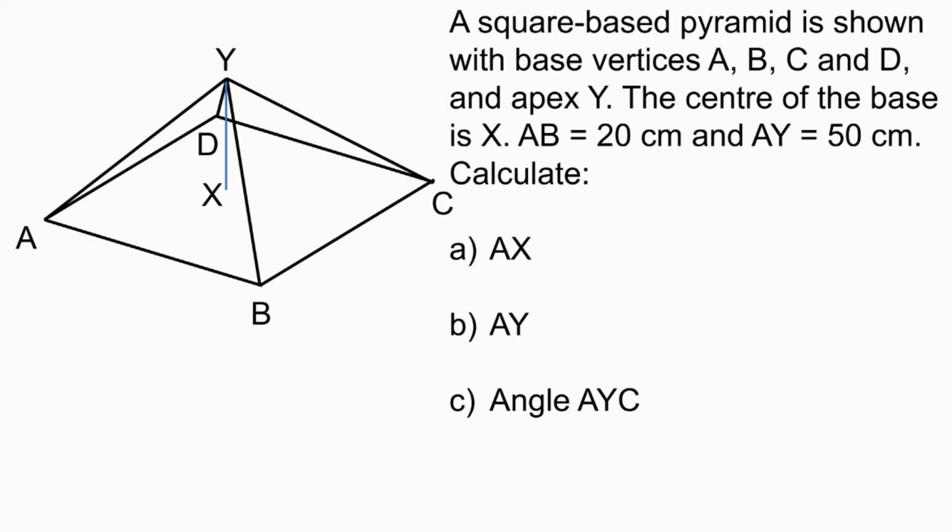Okay, so if you've paused the video and tried it, here's a hint for AX. We want to find the distance between A and X. Well, we know that AY is 50 centimeters, from A to Y. We could consider also the distance XY. So we want to find AX. We have a right angle triangle here. Do we have enough information? Yes, we do, because AB is 20. So we know this is 20.